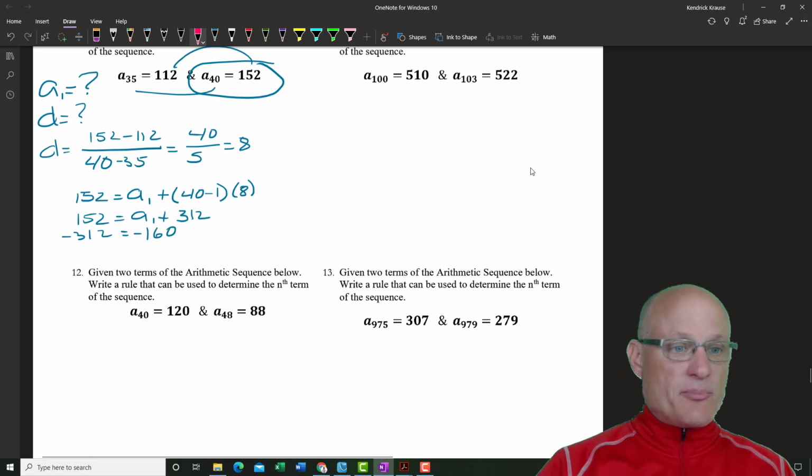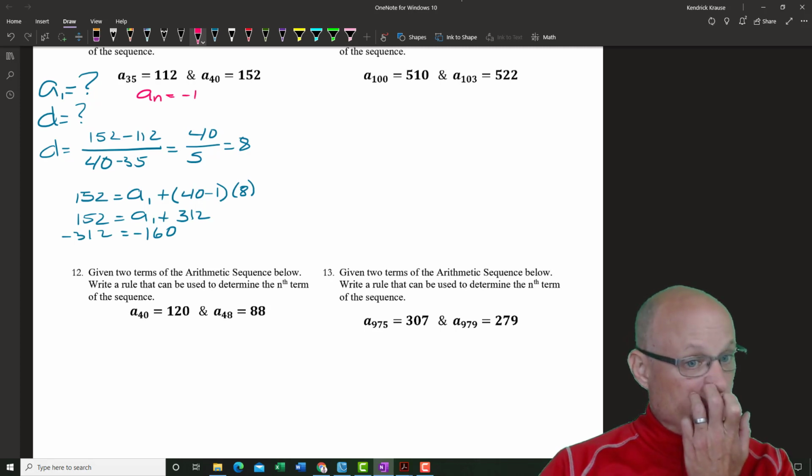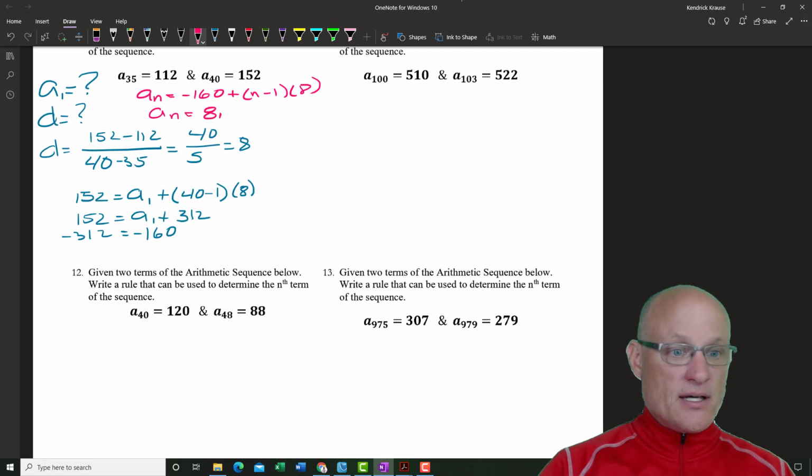And now we're ready to bust out the pink pen. I'm going to do that up here now. So we're going to go, a sub n equals negative 160 plus n minus 1 times 8. A sub n equals 8n minus 8, so 8n, negative 160 minus 8 is negative 168. Now that just does not look right. That just bothers me.